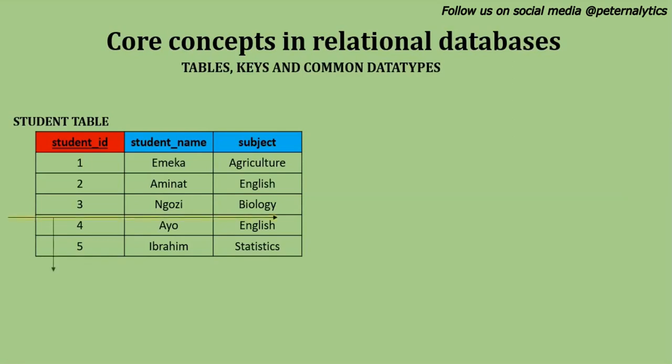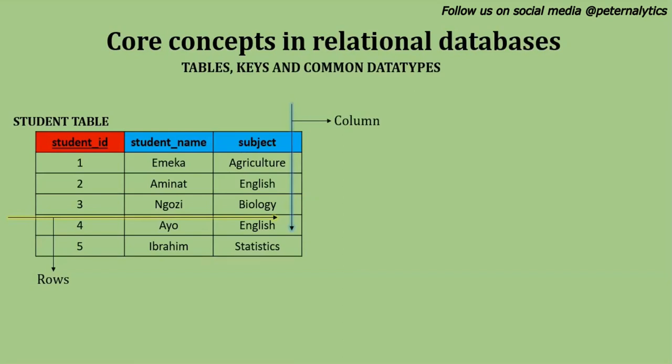So let us see an example. Now our rows are these. If you look very well, each individual entry is contained in the rows. For example, the person with student ID number 1, the name is Emaker and the subject is Agriculture. So that is one individual entry. Another individual entry is the person with student ID number 2, the name is Aminat, the subject is English, and so on like that. So our rows usually contain an individual entry, while our columns, as we said, contain a single attribute.